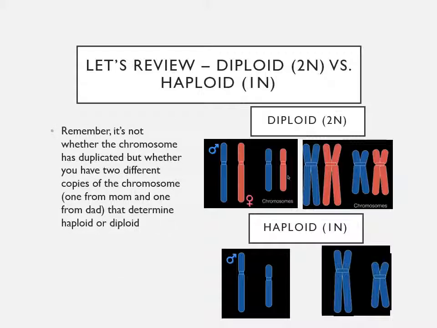So again, remember, it's not whether the chromosome is duplicated. It's not if you're here or here or here or here that makes haploid or diploid, but whether you have that copy from dad and from mom. Dad and mom copy is diploid. Dad copy only or mom copy only would be haploid.